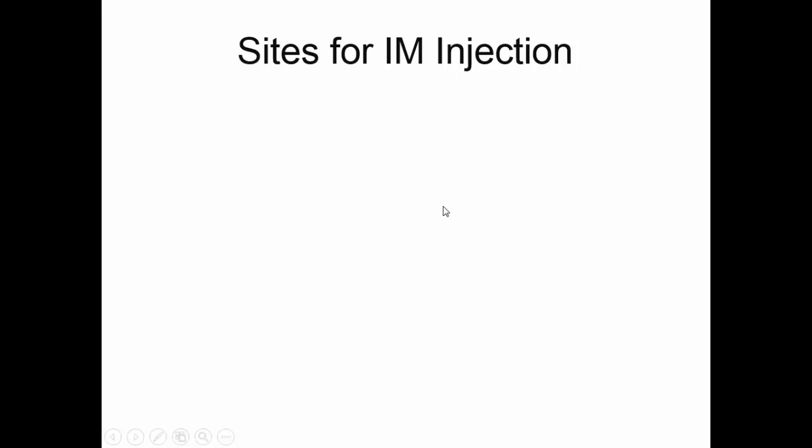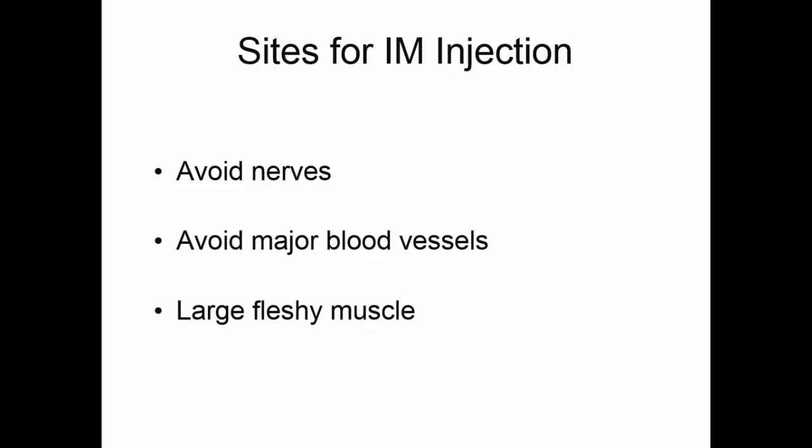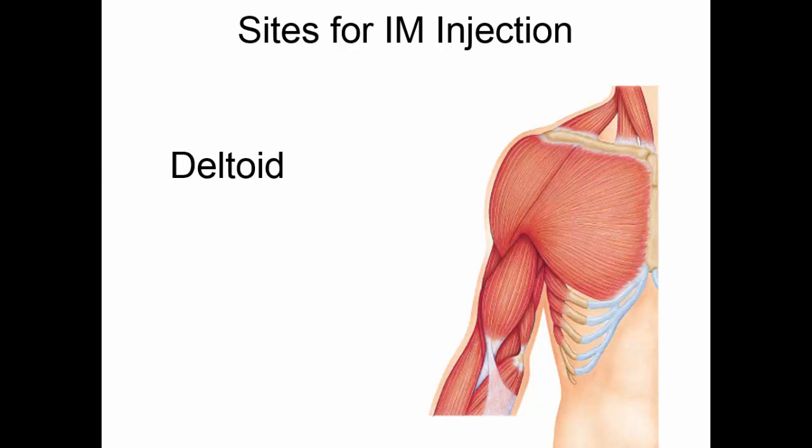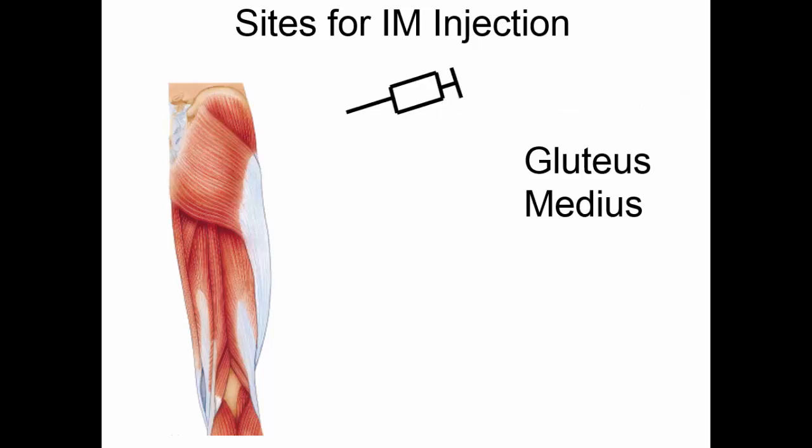There are three basic sites for intramuscular injection. When you do an intramuscular injection, you want to avoid nerves, you want to avoid major blood vessels, and you want to use a large fleshy muscle. The deltoid muscle in the arm is one site for an intramuscular injection. The gluteus medius is another site, and here you find that inferior iliac spine and the greater trochanter. You can see how that line will describe the gluteus medius.